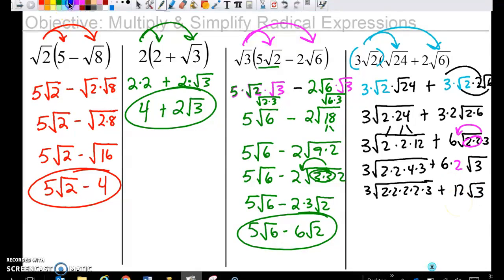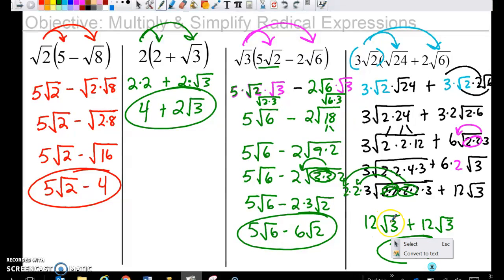Now on the left side of the plus sign, I have 2 groups of 2 here, so I'm going to take out a 2 for that, 2 for that. It's going to go away. 2 times 2 times 3. 4 times 3 is 12 square roots of 3 plus 12 square roots of 3. And then I get 24 square roots of 3 because I have the same radicand, the same index.